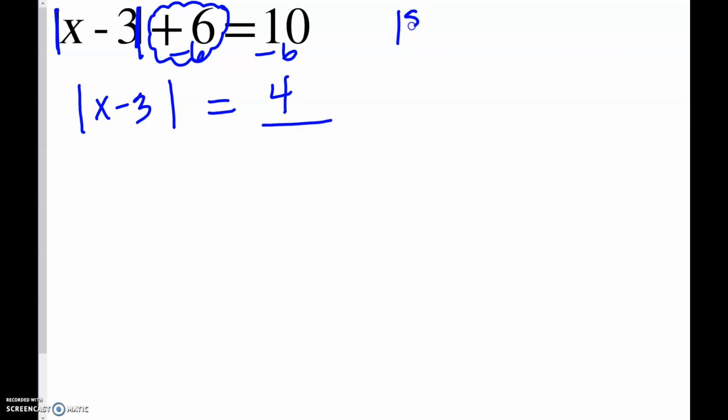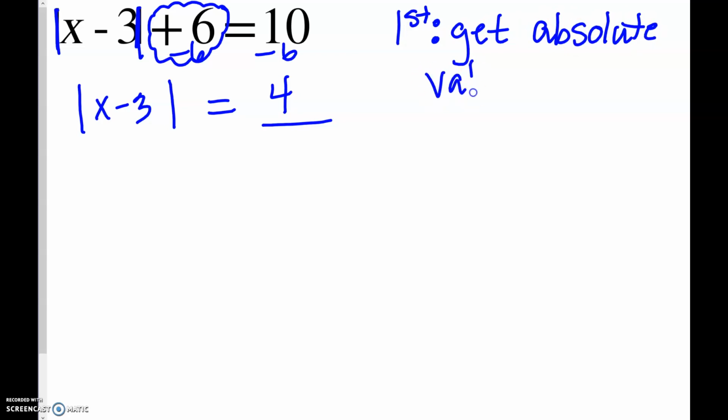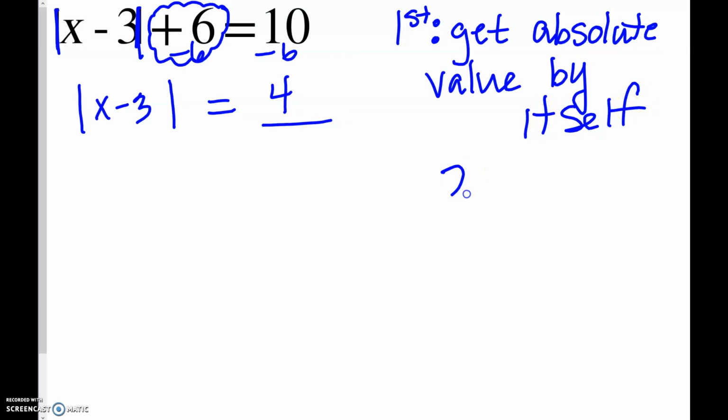So first, we always want to get the absolute value by itself. Okay, that was our first job. Second, now I'm going to set up my two cases.